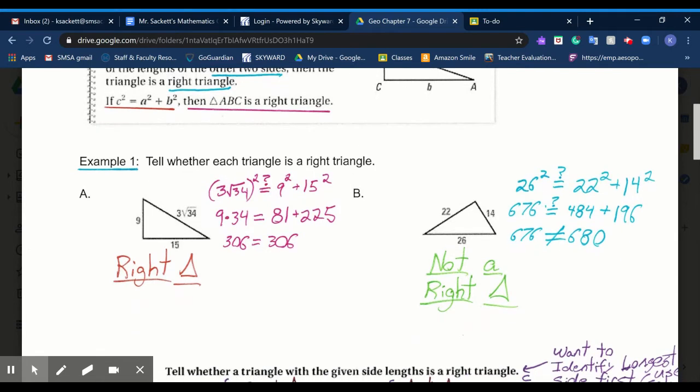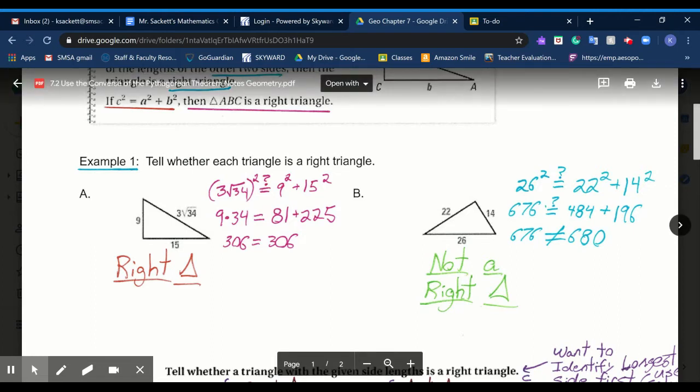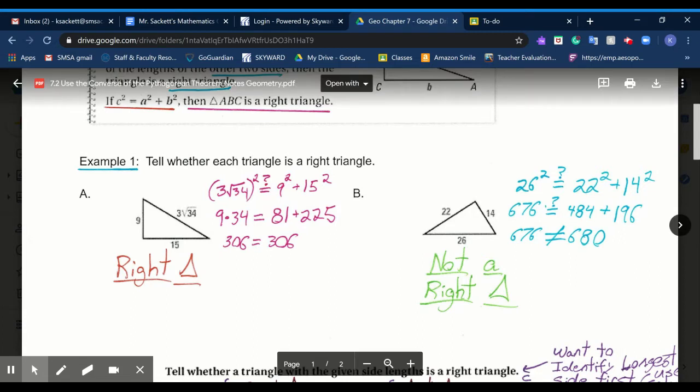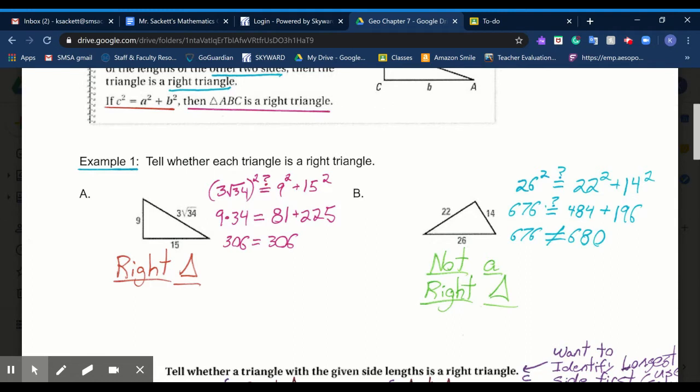So the key to this, again, is to make sure that C is always your longest side. So if you need to check using a calculator, if you're not sure, for example, you could type in 3 times the square root of 34 to make sure that that's the longest side compared to 15 and 9, which 3 square roots of 34 is the longest side, so that's C.